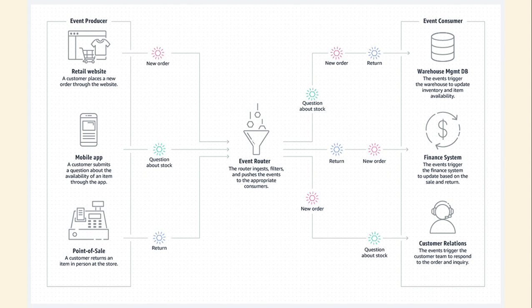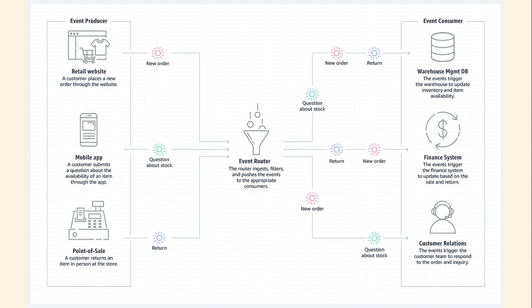So in this diagram, you can see we have multiple producers. This is an example of an e-commerce application where we have a user who wants to place a new order, which generates a new order event. Then from a mobile app, a customer submits a question about the availability of an item through the app. This is another event. And for the point of sale, a customer returns an item in person at the store.